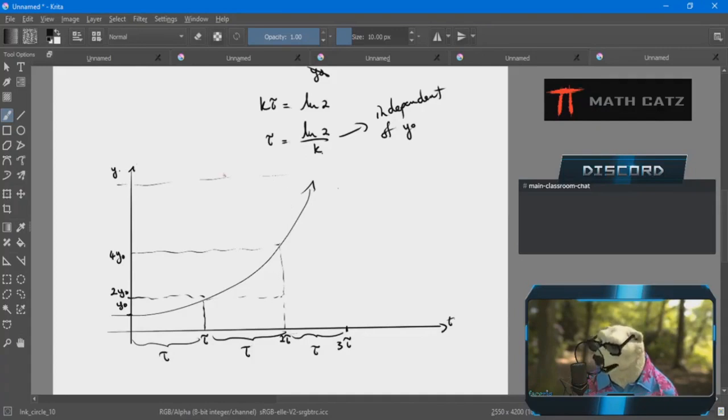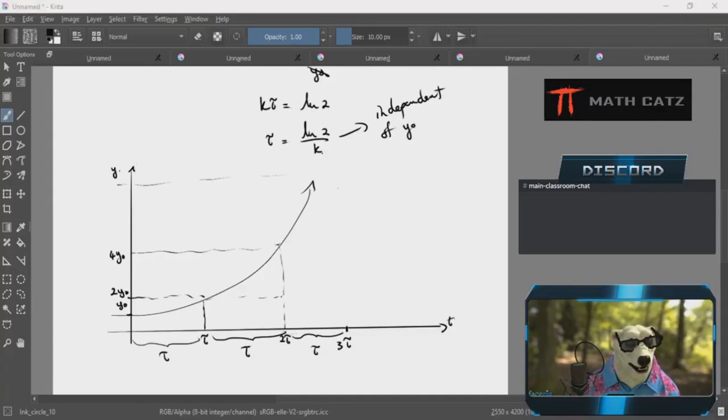Now, this doubling time concept becomes a little bit more important when I talk about radioactive decay, which we will do tomorrow. All right, that is it for today. Practice some population growth questions, and we'll see a variation with decay problems tomorrow.